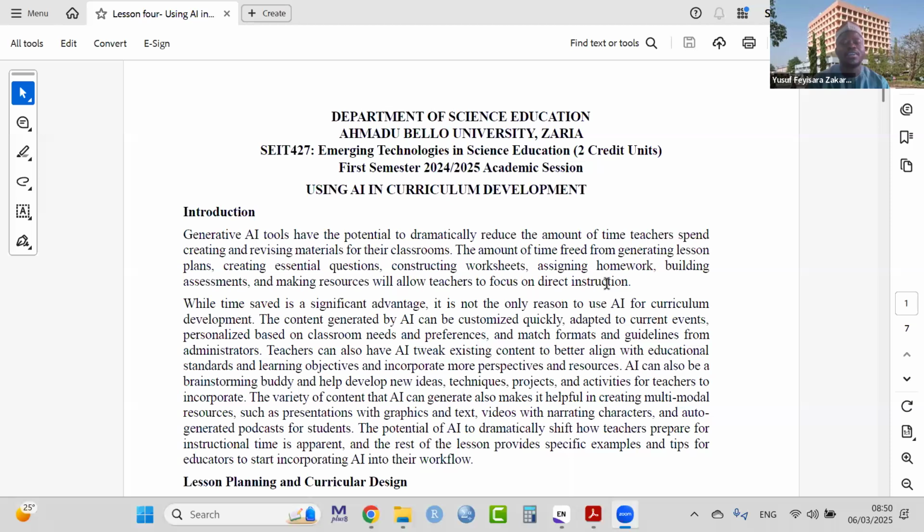So today we shall continue with our course, Emerging Technologies in Science Education, where we have been focusing on artificial intelligence and its use in science education. What we are going to take today will be how to incorporate artificial intelligence in curriculum development.